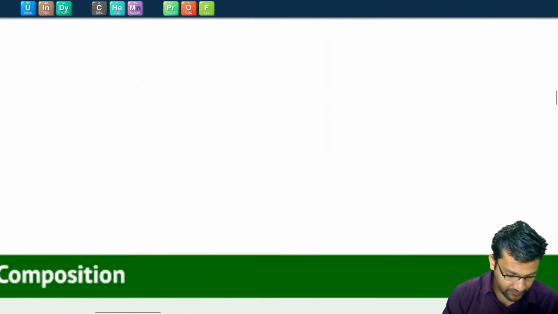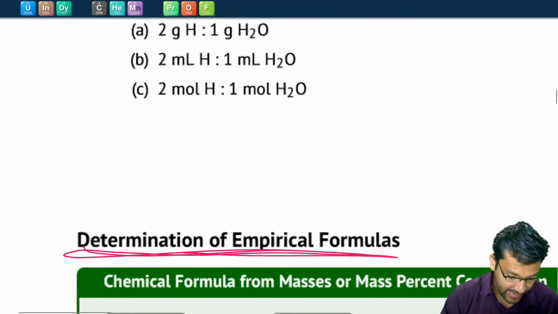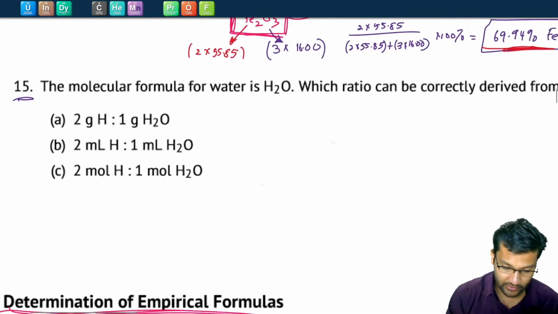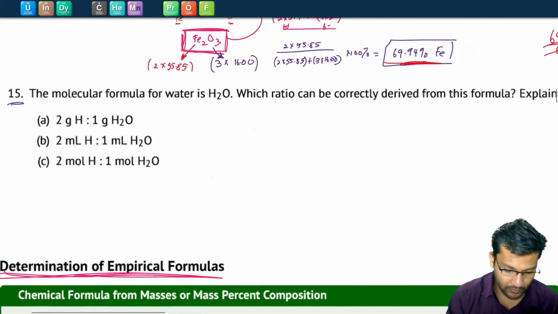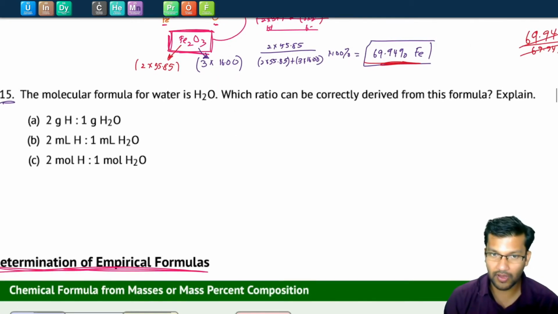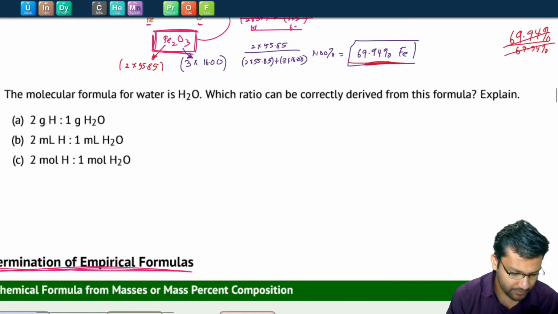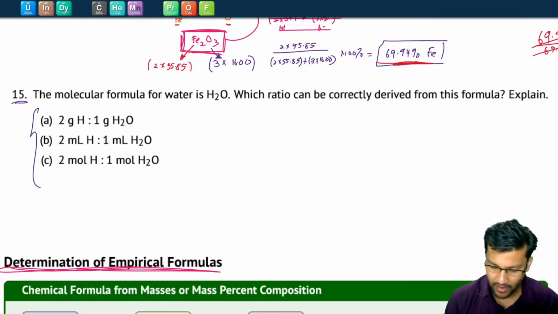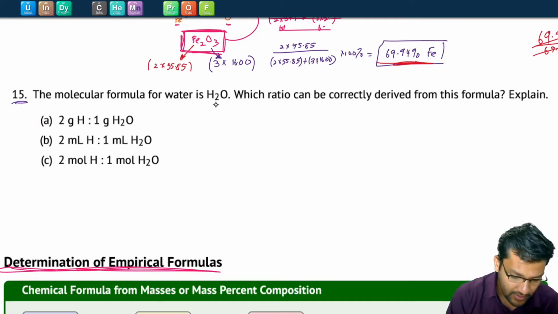Alright, before we get into that, let's look briefly at number 15. So we know that the formula for water is H2O, right? But what do the 2 for hydrogen and the 1 for oxygen mean? Think about it for a second. Pause the video if you need to, and think about it for a second.